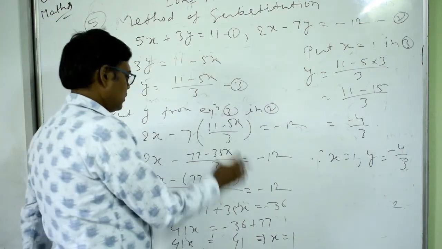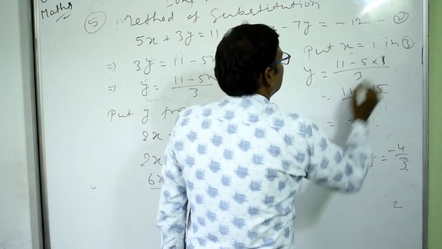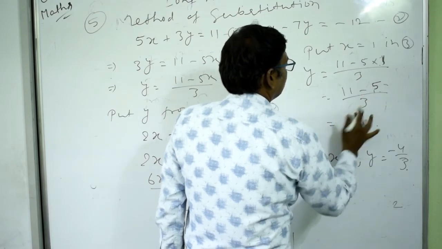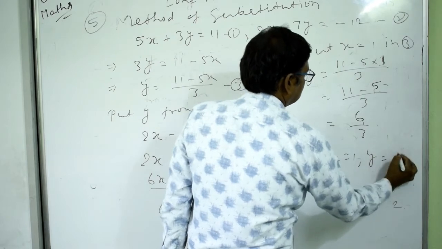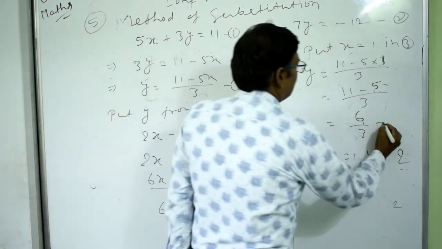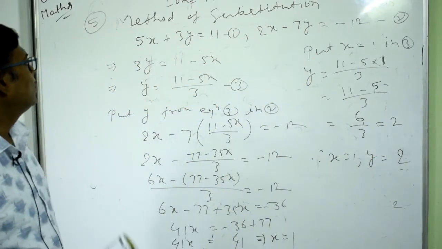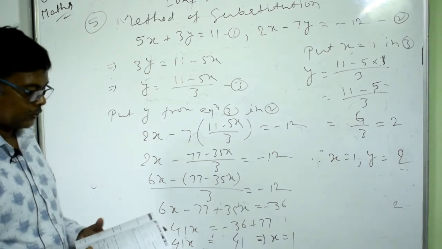Actually this is not correct here, x equal to 1, so it will be here 1. So it is here 5 only, then here it will be 6, then it will be 3. Okay, not this, it is wrong, so it is 2. So here y equal to 2 and x equal to 1. So this is the solution of these two equations by using the method of substitution.